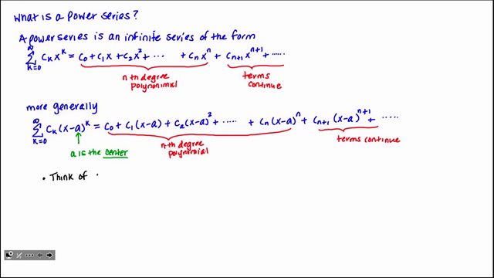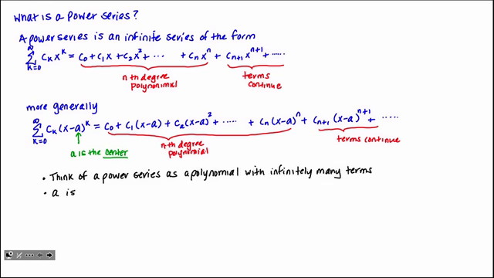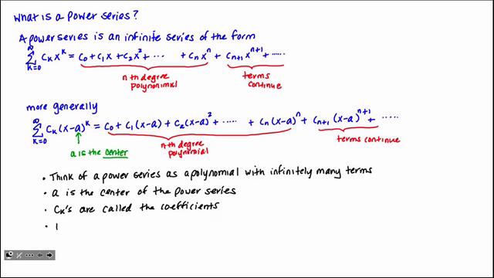Before we move on, here are a few notes. We can think of a power series as a polynomial with infinitely many terms, or an infinite degree polynomial. a is called the center of the power series. The c sub k's are called the coefficients. And finally, the powers of x must be positive integers to be called a power series. That is, no negative or fractional exponents are allowed.